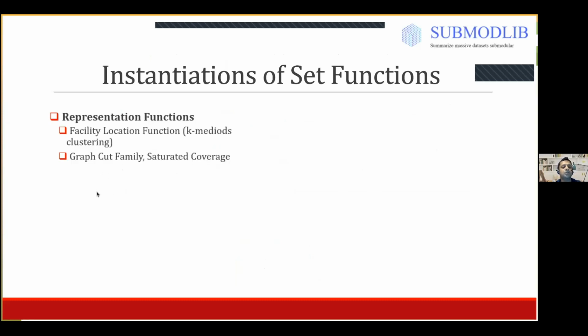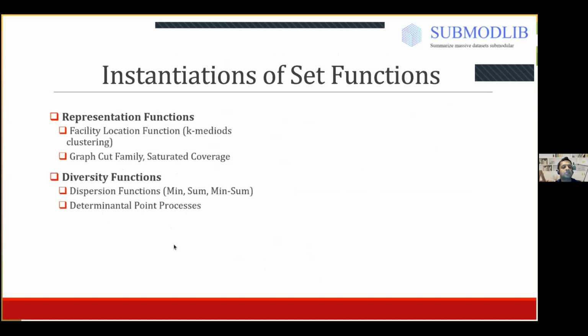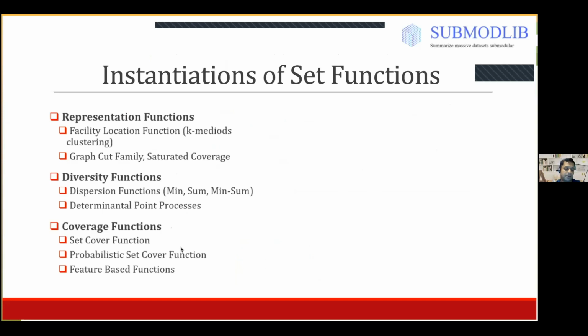Representation functions include facility location, graph cut. Diversity includes dispersion functions, determinantal point processes. Coverage functions include set cover, probabilistic set cover, and feature based. Importance functions are largely modular functions. They're basically submodular, and the negative is also submodular.